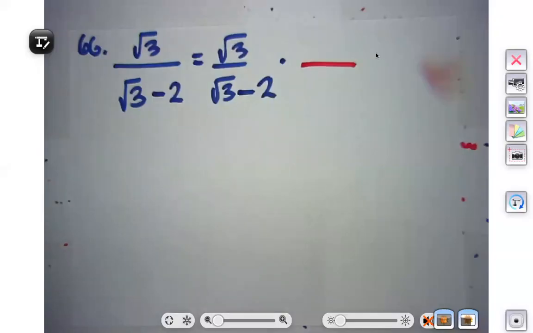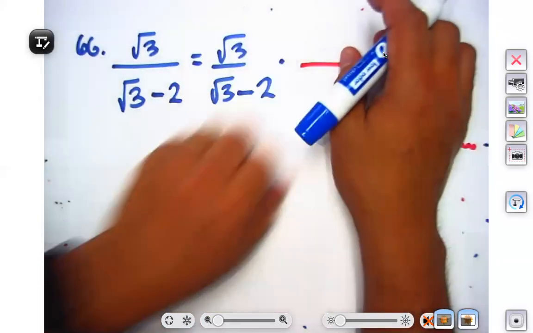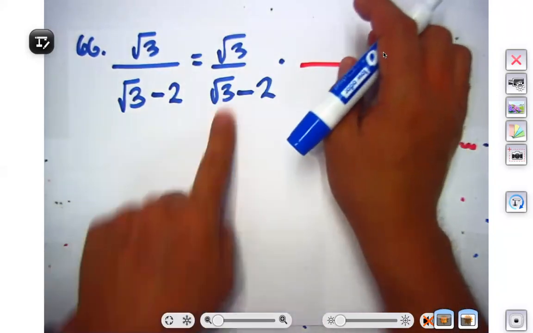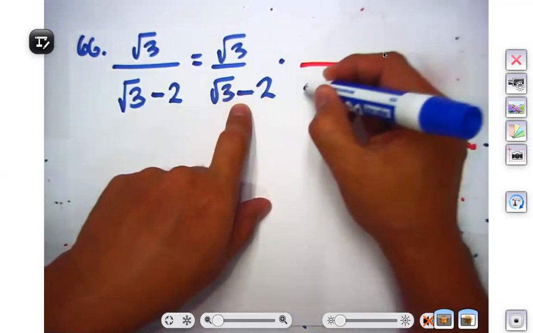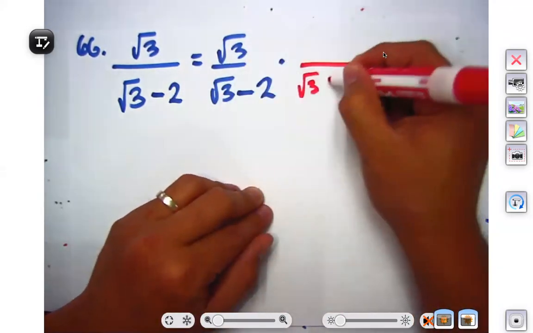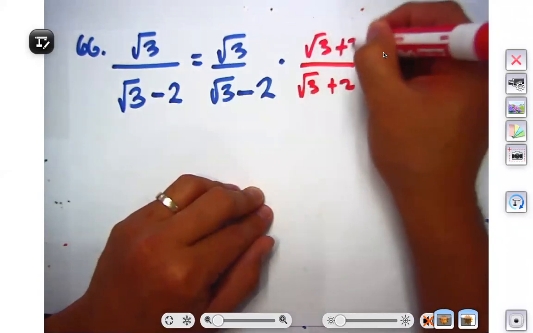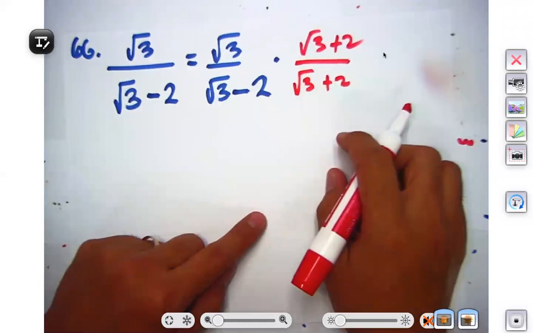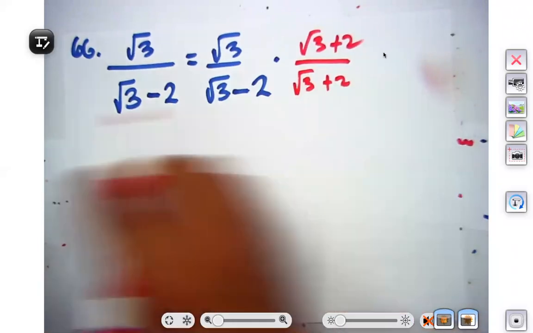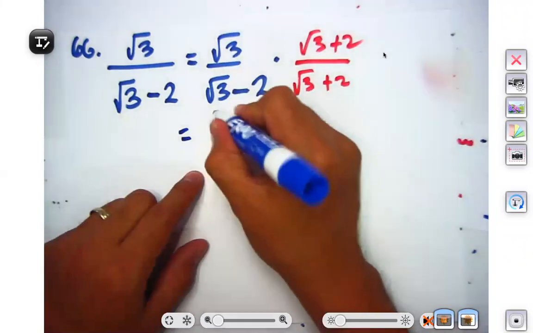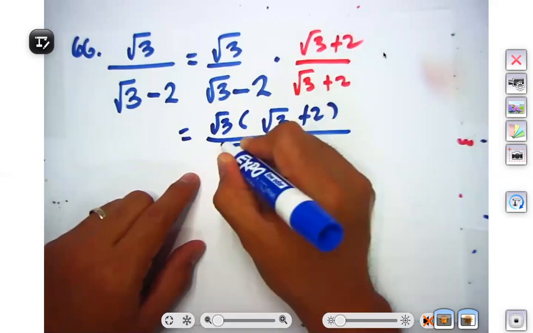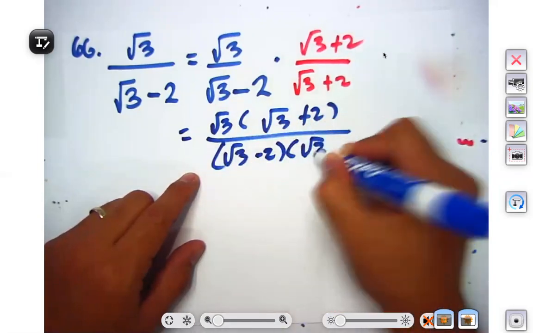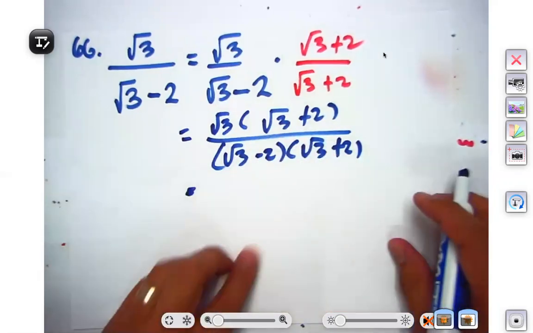Here's another example: square root of 3 over square root of 3 minus 2. What's the conjugate of square root of 3 minus 2? Just change the sign, right? Square root of 3 plus 2. Always look at your denominator. Therefore, you have square root of 3 times square root of 3 plus 2, over square root of 3 minus 2 times square root of 3 plus 2.